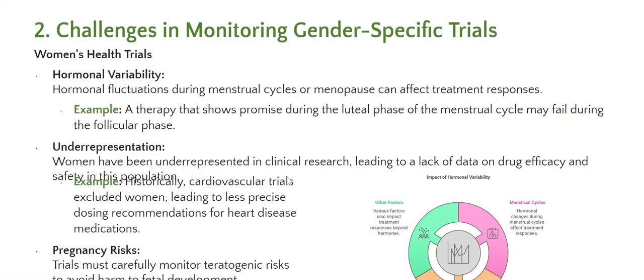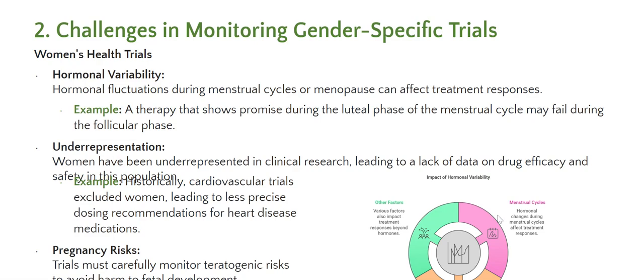Underrepresentation. Women have been underrepresented in clinical research, leading to a lack of data on drug efficacy and safety in this population. As for example, historically, cardiovascular trials excluded women, leading to less precise dosing recommendations for heart disease medications. Simple example to reflect on underrepresentation. Pregnancy risks, one of the challenges in women's health trials. Trials must carefully monitor teratogenic risks to avoid harm to fetal development, as, for example, reproductive health studies incorporate regular pregnancy testing and enforce stringent participant counseling.